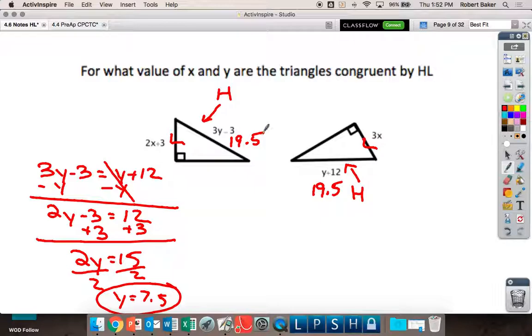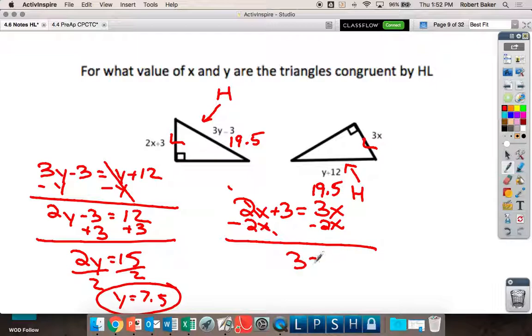I must figure out how long my leg is for the triangle. Set them equal to each other. 2x plus 3 is equal to 3x. Minus 2x from both sides. And x equals 3. So if I plug that 3 back in, 2 times 3 is 6, and 6 plus 3 is 9. 3 times 3 is 9. So have I forced those two triangles to be congruent by the HL shortcut? They have a pair of congruent H's, and they have a pair of congruent L's. They are the HL shortcut.